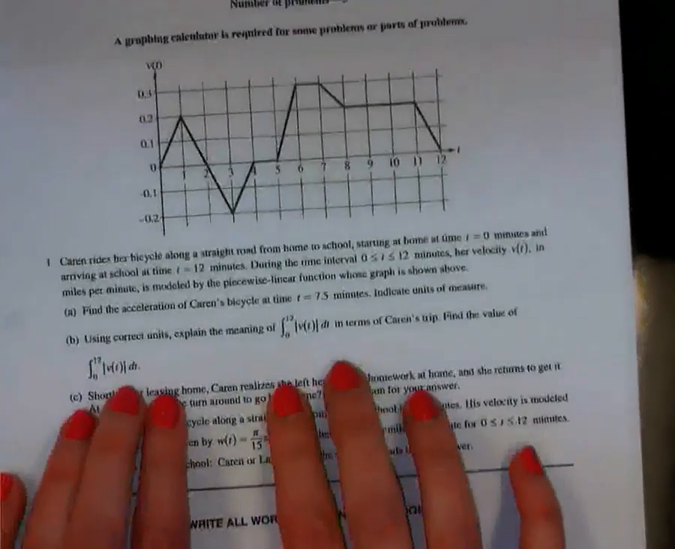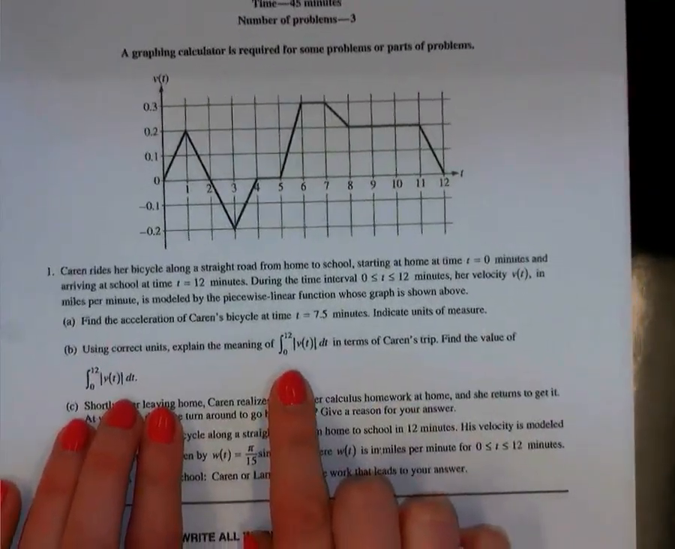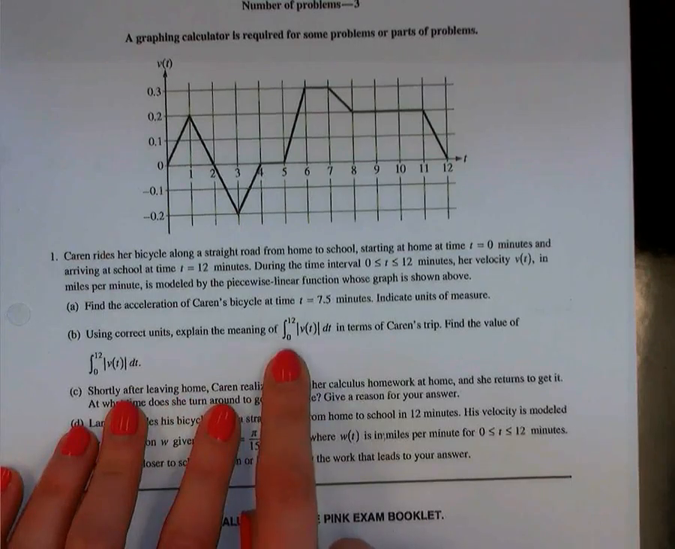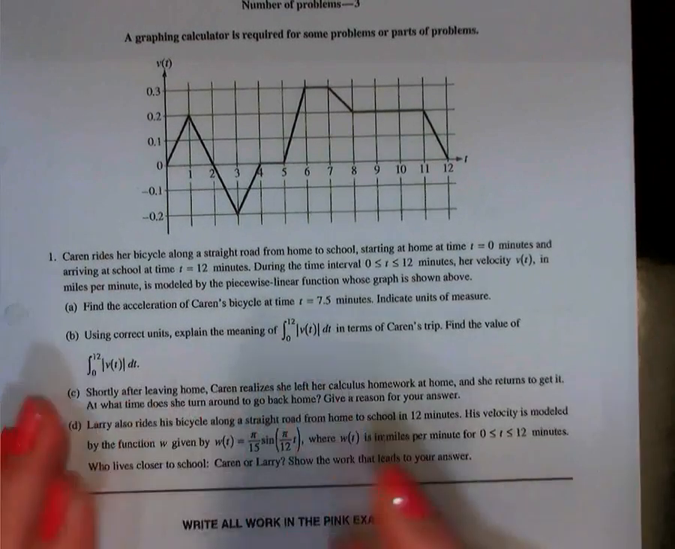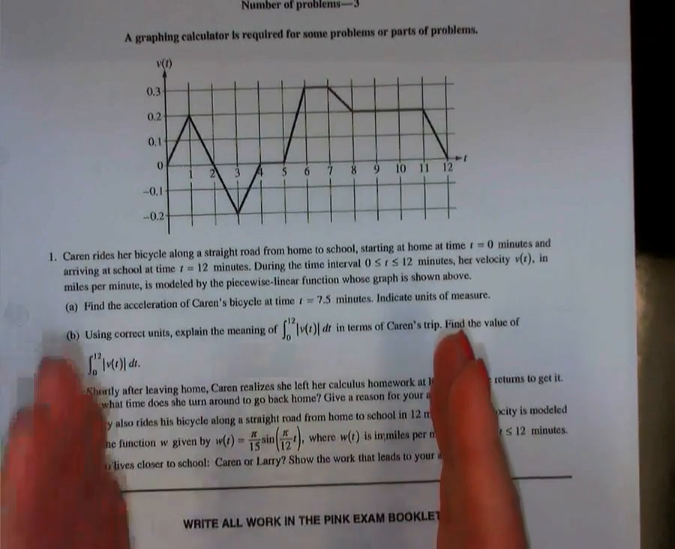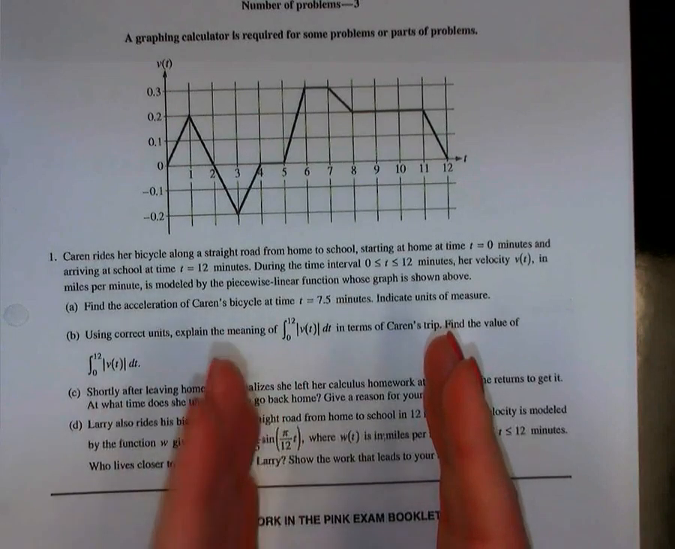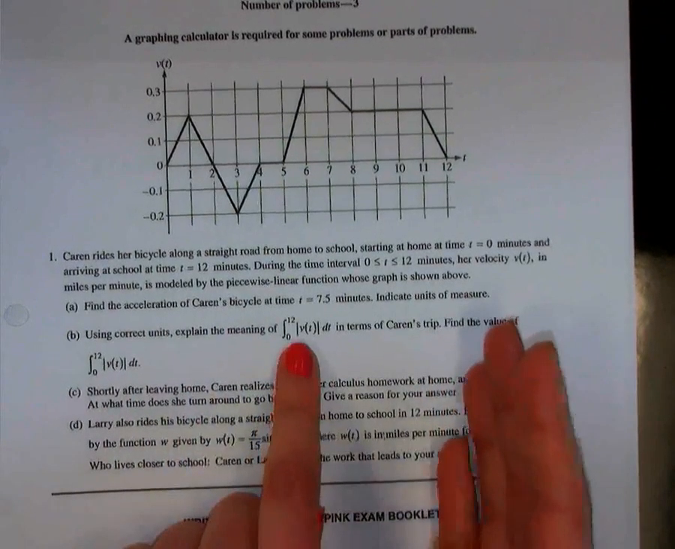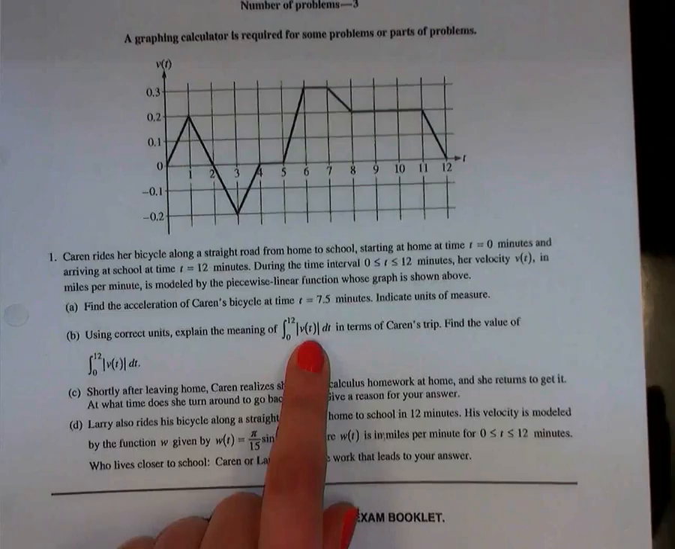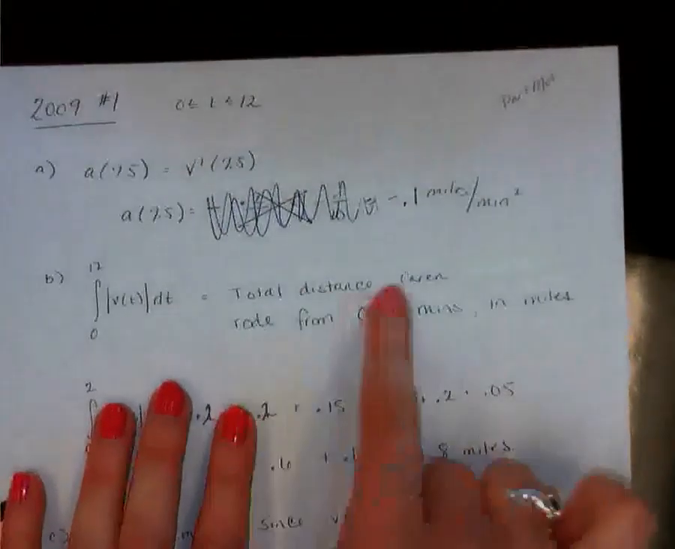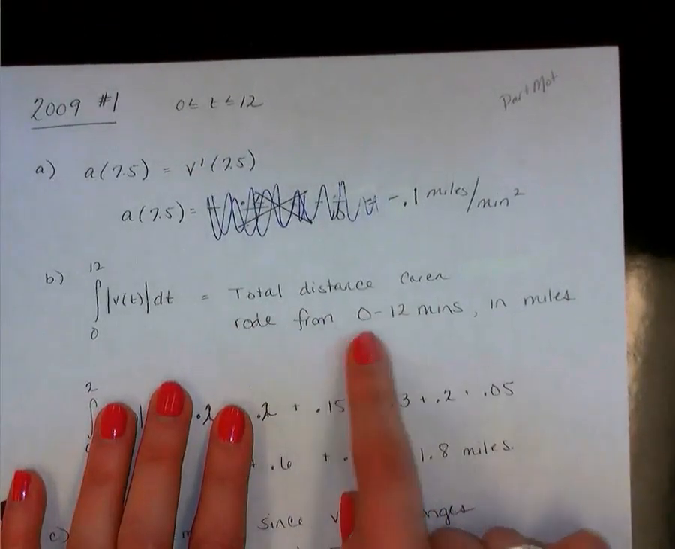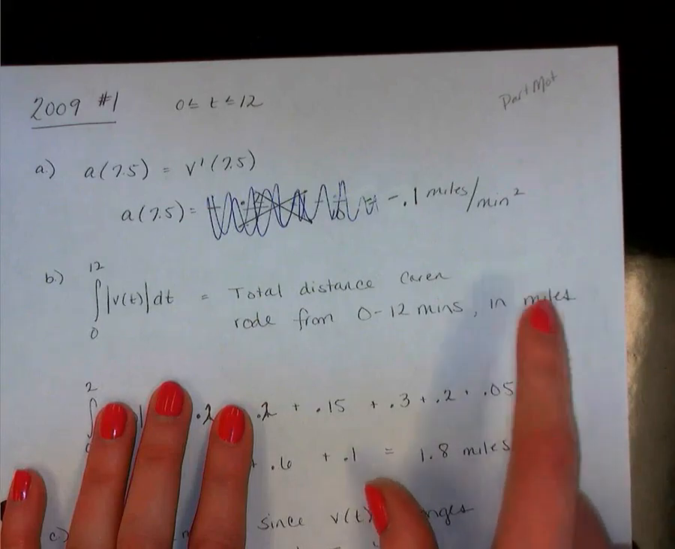Part B says, using correct units, explain the meaning of this integral. If you recall, when we integrate the absolute value of velocity, that gives us the total distance that she travels. So it's the total distance traveled. That's what I'm explaining here: total distance Karen rode from 0 to 12 minutes, measured in miles.